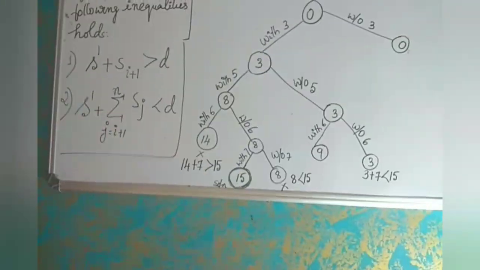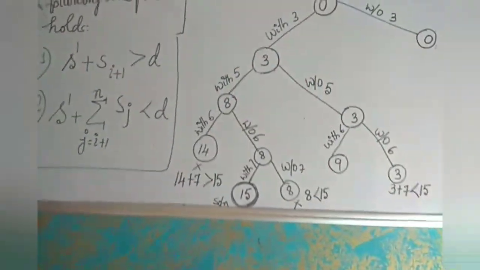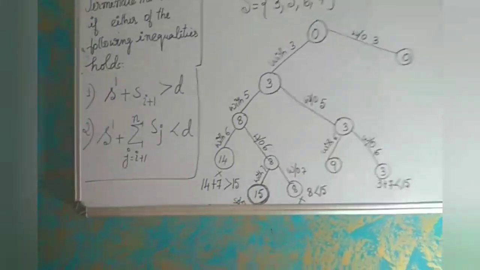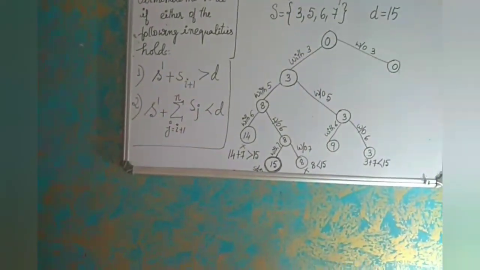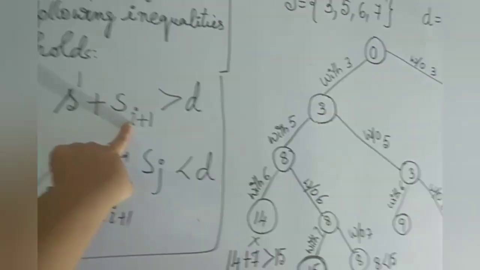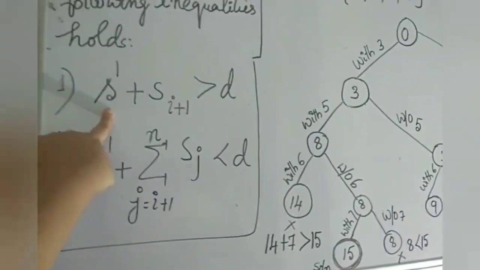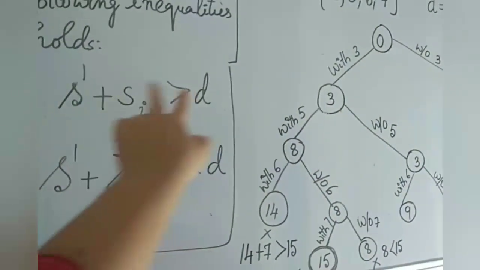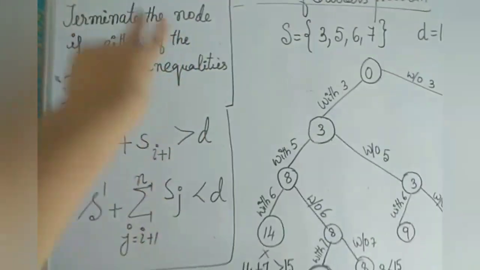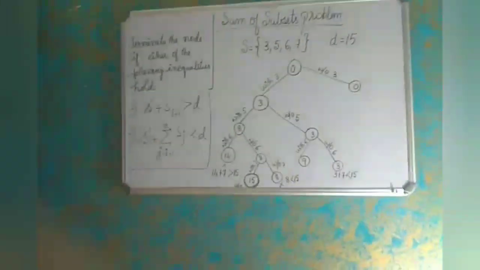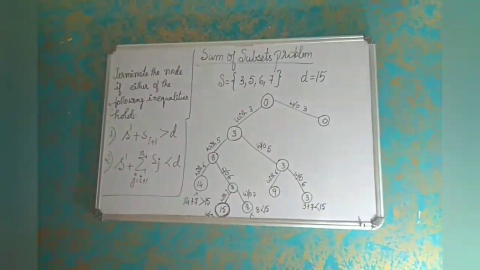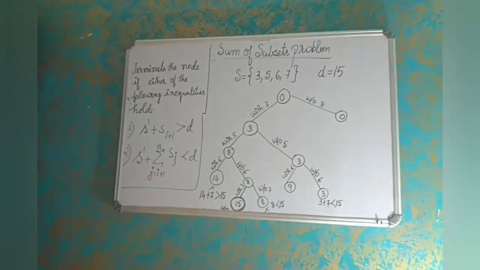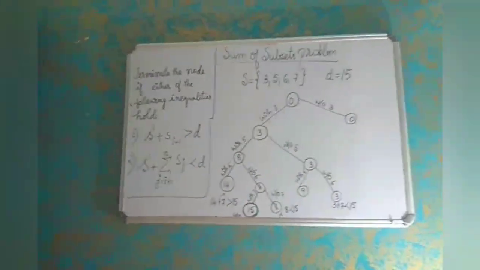Now again we'll extend that to the next level. So in the next level, now we'll continue. Now for 14, again we have to generate the left child and the right child. Now look at the condition. When you add the element to the given sum, suppose if that sum is greater than D, then you have to consider that particular node as the non-promising node and you have to stop. That is what it is given.